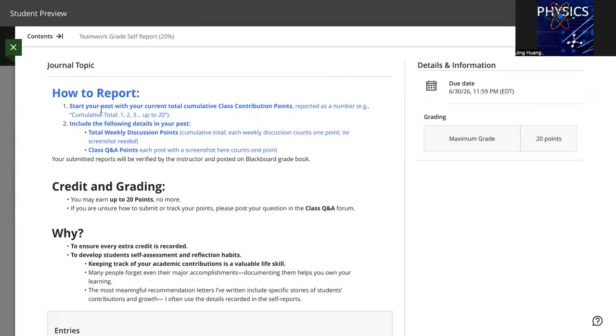What you are expected to do is, first, after test one, give a report of the total points you earn for this teamwork and communication. How do you figure out the total points? You're going to add up two parts. First, the total number of weekly discussion points you earned. And second, the actual credits you earned by sharing in class Q&A.